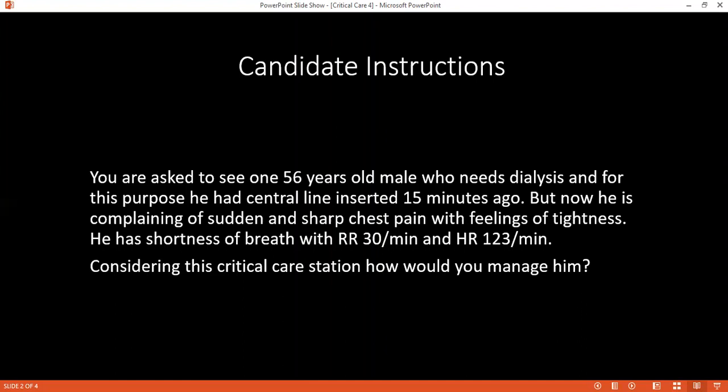Using the NICE guidelines, the procedure is supposed to be done under ultrasound guidance, with the patient placed in the Trendelenburg position. Okay, so what is the technique which should have been used, keeping the NICE guidelines in your mind? They should use the Seldinger technique in cannulating the vein.